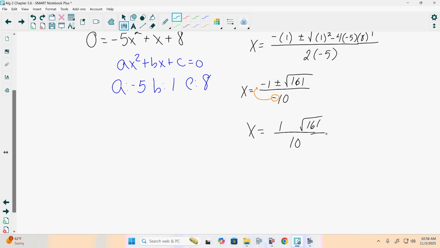Because really what we just did is we multiplied negative 1 by negative 1. The negative and negative make a positive. Our 1 times 1 is still 1.